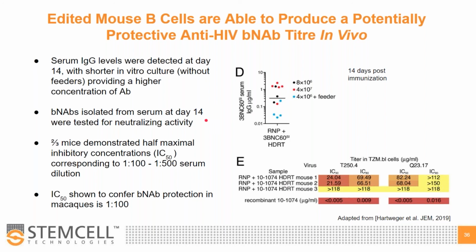The broadly neutralizing antibodies were isolated from the serum at day 14, and they were tested for their neutralizing activity using 2 different strains of HIV virus. They noted that 2 out of the 3 mice demonstrated a half maximal inhibitory concentration, or IC50, which corresponds to about 1 in 100 to 1 in 500 serum dilution. And the authors note that this IC50 would be within the range that would confer broadly neutralizing antibody protection, which has been shown in macaques.